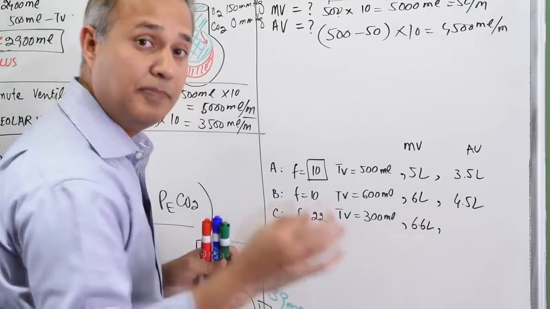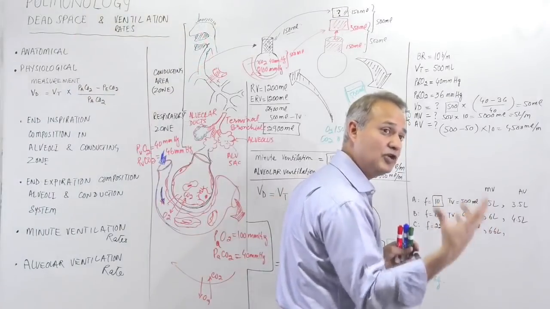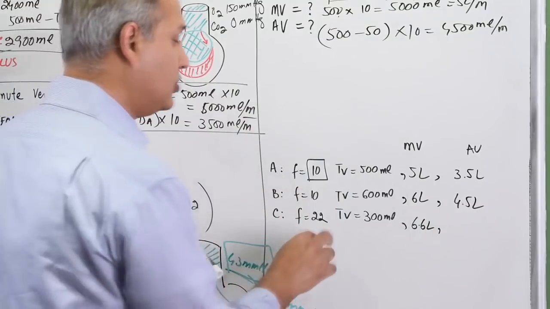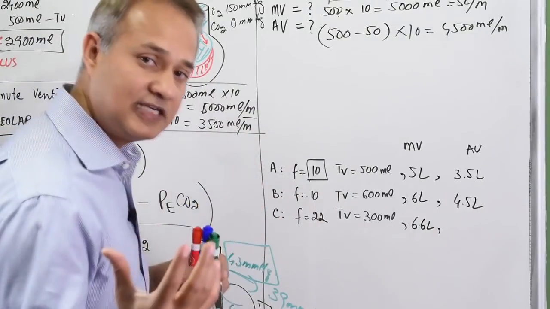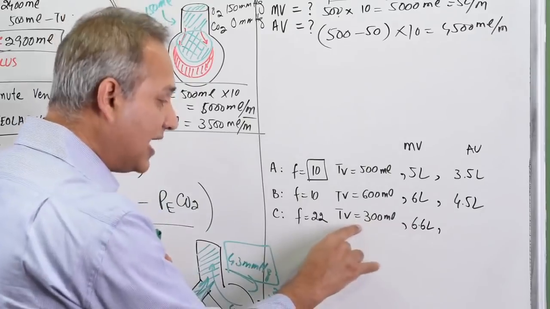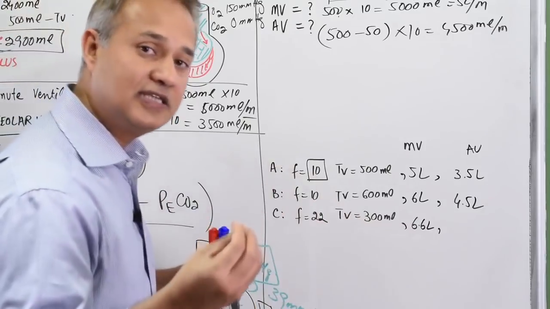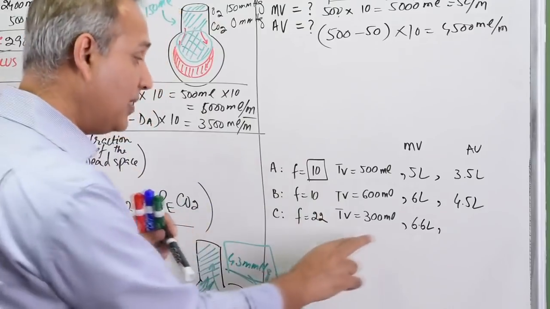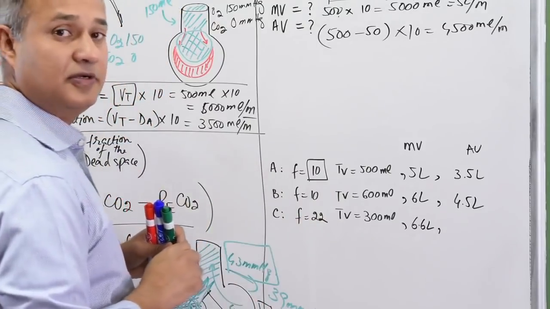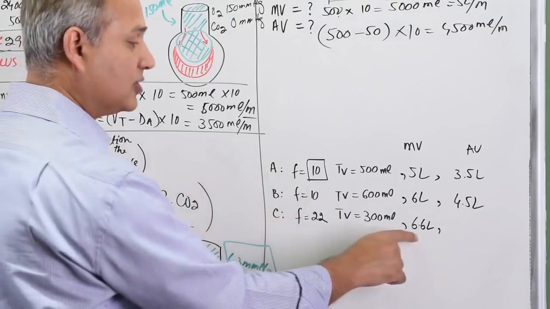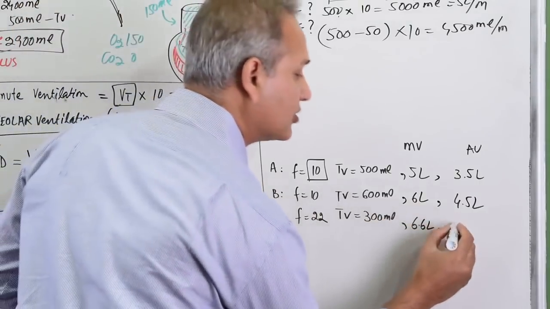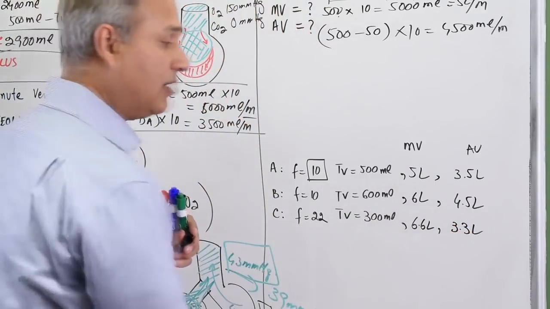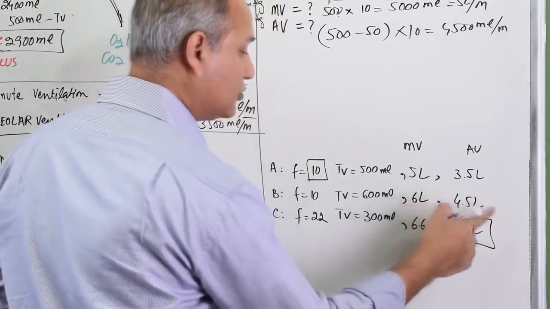But remember, minute ventilation doesn't tell alveolar ventilation. We have to yet account for the dead space. So you take the dead space. What was the dead space? 150. Remove that dead space from the tidal volume. What is the tidal volume? 300 minus 150. What is left? 150. Multiply that with this. It's a half, right? So if this was 6.6 liter, then half of that is going to be 3.3 liters, 3300.